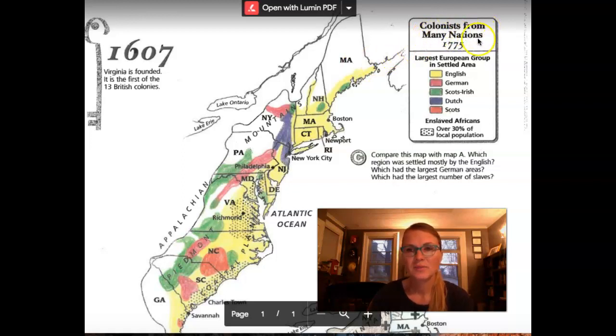So it says colonists from many nations, 1775. So when we're talking about colonial America, we're talking about the time from when the colonies were started to before the Revolutionary War started, which is 1775. So that's kind of 100 years.